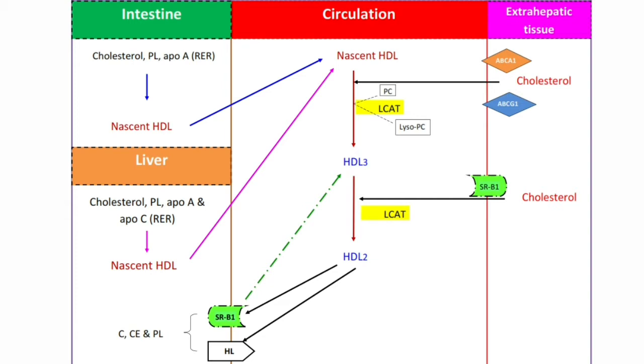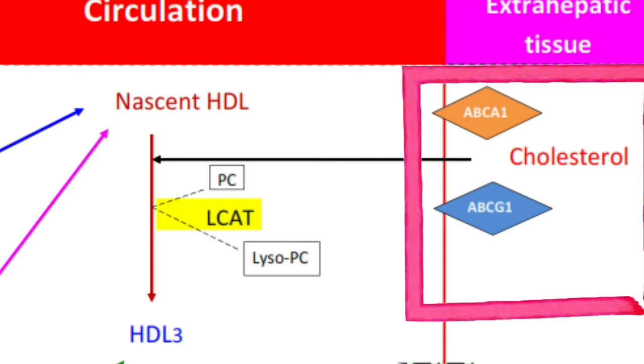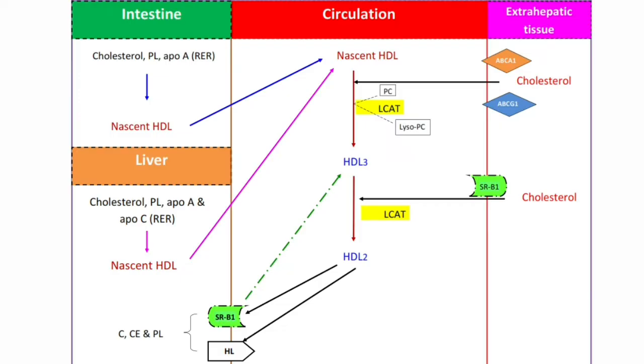Now, coming to the events that occur in the conversion of nascent HDL into HDL3. There are two important mechanisms involved in the transport of cholesterol from extrahepatic tissues to the HDL. One of the important mechanisms for the reverse cholesterol transport involves a type of transporter proteins called ATP binding cassette transporters. There are two such proteins involved in reverse cholesterol transport, ABCA1 and ABCG1.